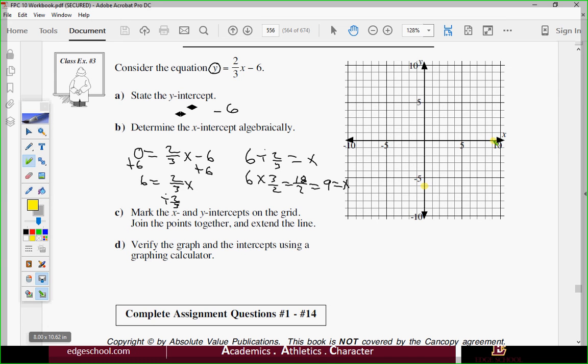Did I do that too fast? Okay. Mark the x and y-intercepts. We just did that. Join them together. So that was good. It's a pretty straight line. Then you can just kind of track it here. It's up 2 over 3. Up 2 over 3. Okay. All right, that is it.